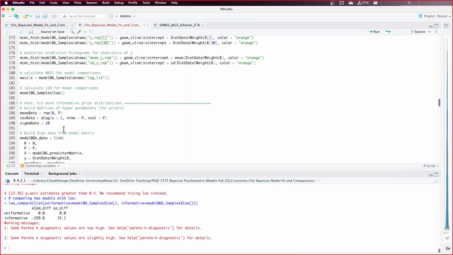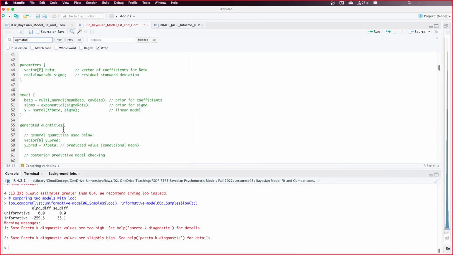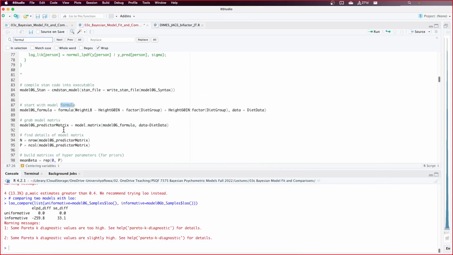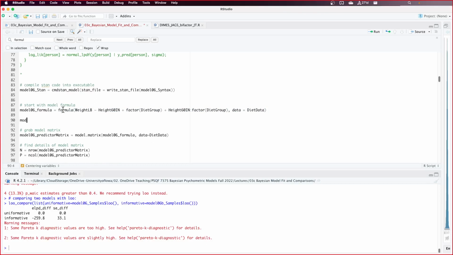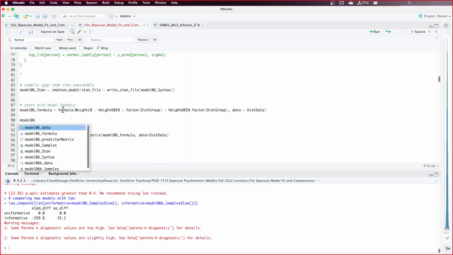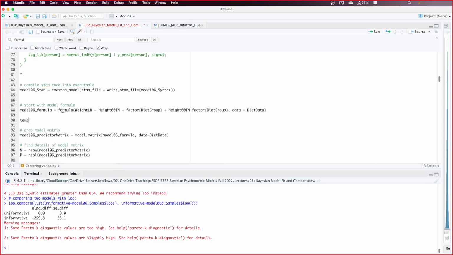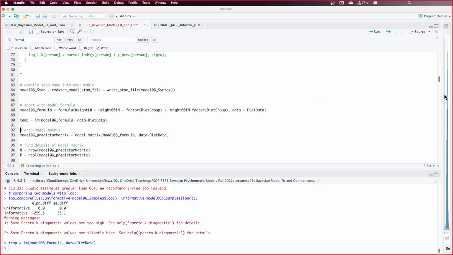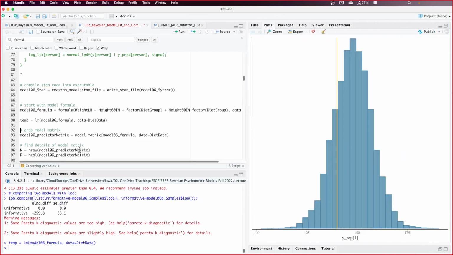Just a quick heads up, by the way. This was our model formula from before. If I just run a linear model real quick, I want to show you something. So in R, you run a linear model, and then if you plot the result, you get a set of diagnostic plots.